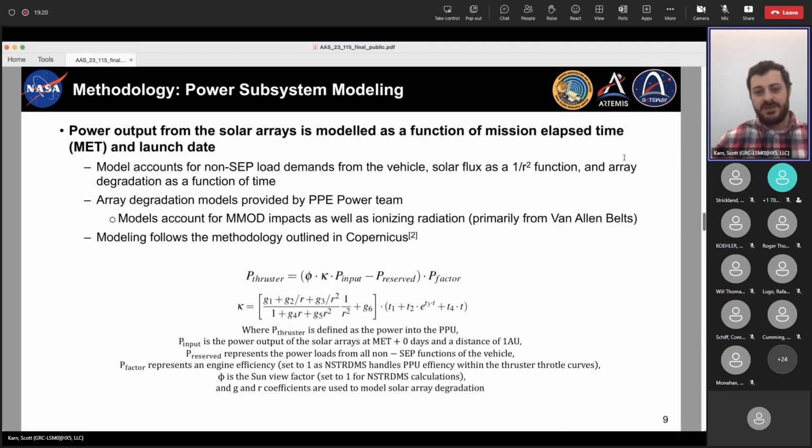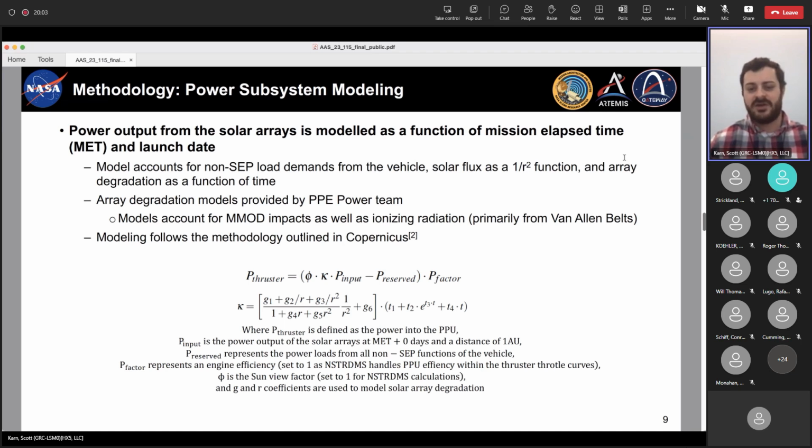To feed all of these EP thrusters, we have our solar arrays on PPE. Again, we take a power output model directly from our electric power systems team. We feed that into NSTRDMS. We actually model power in the same way that Copernicus models power, which is just with this one relatively simple equation at the top here, where power to the thruster is a function of the power output of the arrays, and then you subtract off the power required to run all of the non-EP functions of the vehicle. And then there's a correction factor that gets tacked on to the power output of the arrays, and that takes into account range to sun as a function of 1 over r squared.